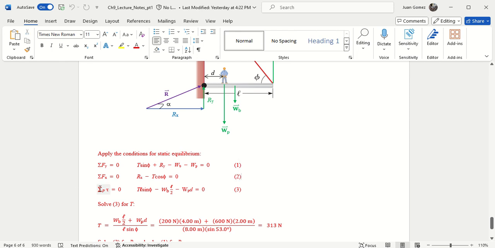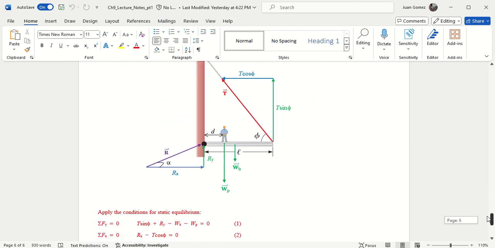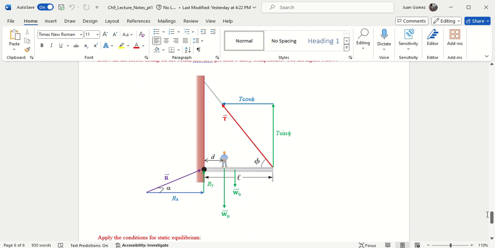Okay. Now let's do the sum of the torques equal to 0. We're considering this pin connection indicated by the black dot. That's our pivot. Now remember, by definition, a counterclockwise torque is positive. A clockwise torque is negative.